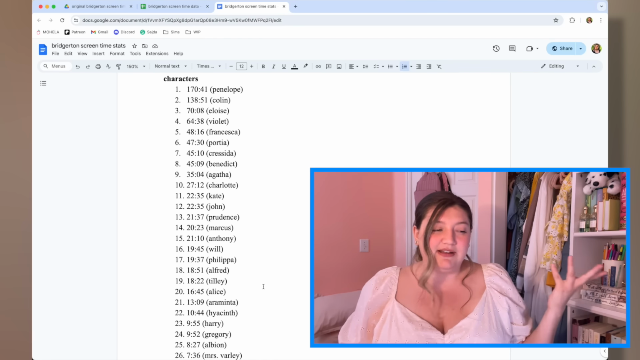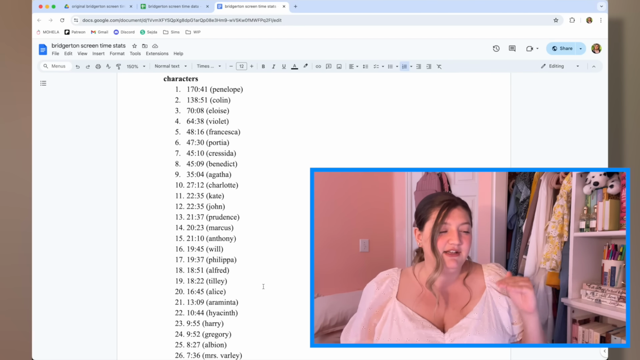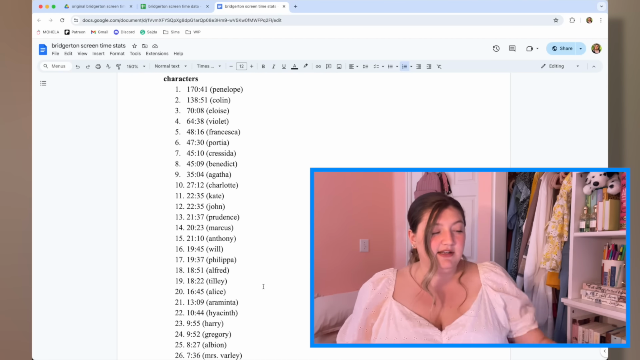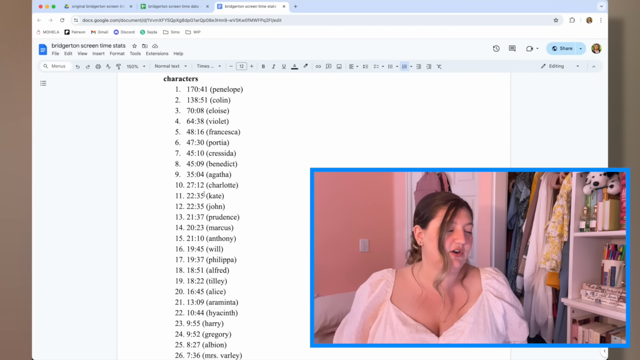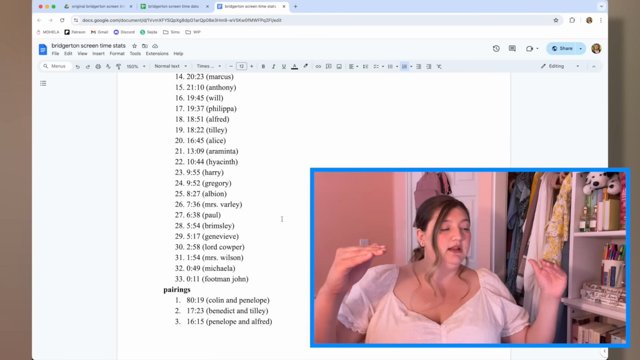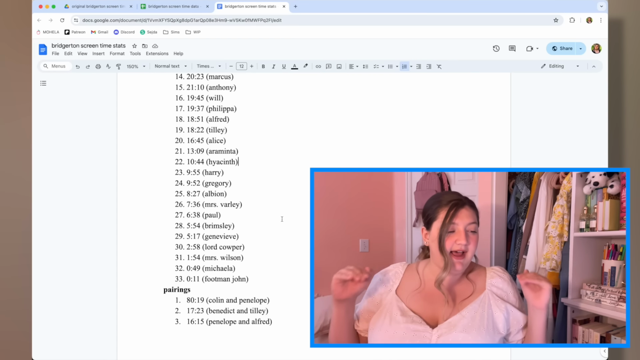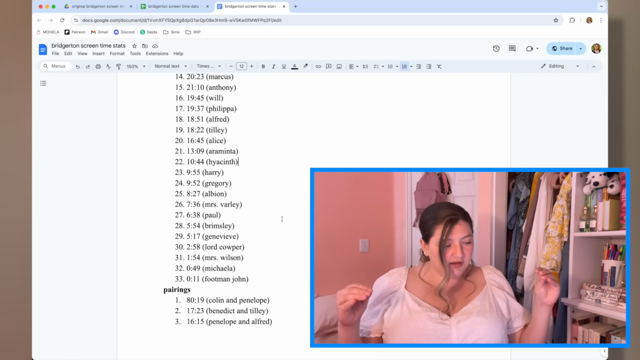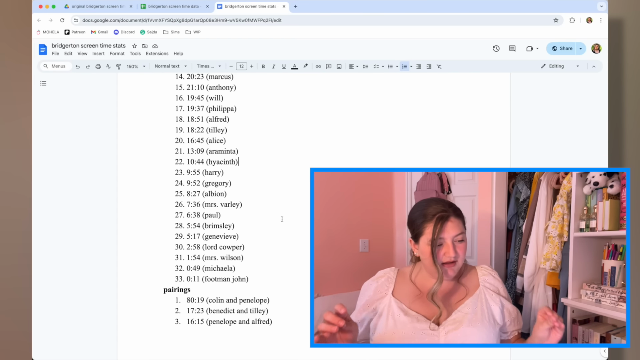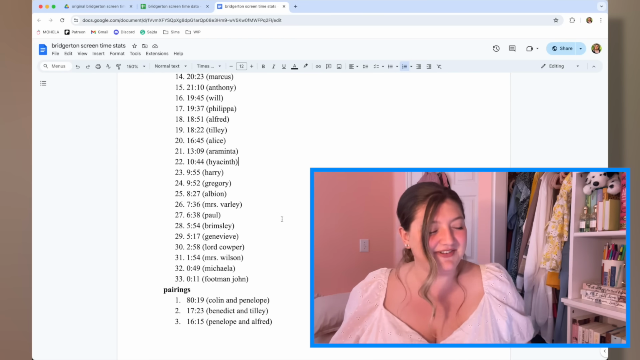Eloise at 3, perfect sense, Violet, Francesca, Portia, Cressida, Benedict, Agatha, Charlotte, Kate, John, Prudence, Marcus, Anthony. Here's something interesting. Kate has more screen time than Anthony by like a minute. These are all early 20s here. Will, Philippa, Alfred, Tilly, Alice, Araminta, Hyacinth, Harry, Gregory, Albion, Mrs. Varley, Paul, Brimsley, Genevieve, Lord Cowper, Mrs. Wilson, 49 seconds for Michaela, and 11 seconds for Footman John.